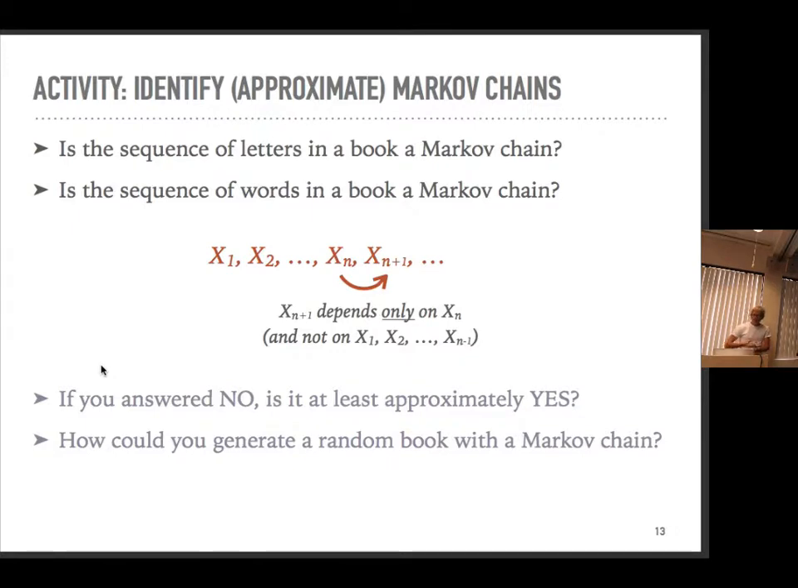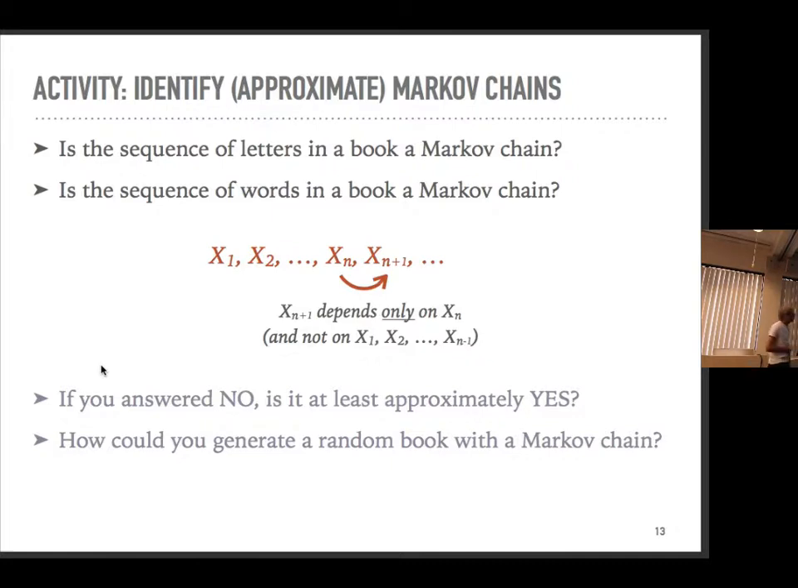Okay, another activity. I want you to discuss this with your neighbors. Is the sequence of letters in a book a Markov chain? And the other question: is the sequence of words in a book a Markov chain? Just to remind you of the definition of a Markov chain: in the first question, these would be the letters. If your book starts with The Quick Brown Fox, this would be T-H-E. The rule is that the n+1 letter depends only on the previous letter.